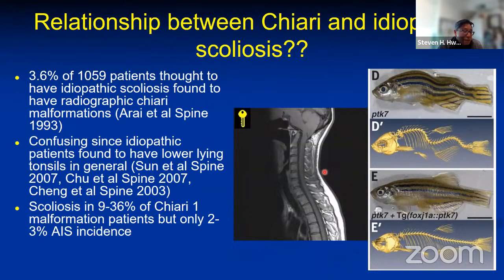Published just what they thought were idiopathic patients, about 1,000 patients that were diagnosed with idiopathic scoliosis, and 4% of them actually had radiographic evidence of a Chiari, so greater than 5 millimeters of descent on MRI. And then there's some other studies that show idiopathic scoliosis patients have lower lying cerebellar tonsils in the age-matched population than kids without scoliosis.